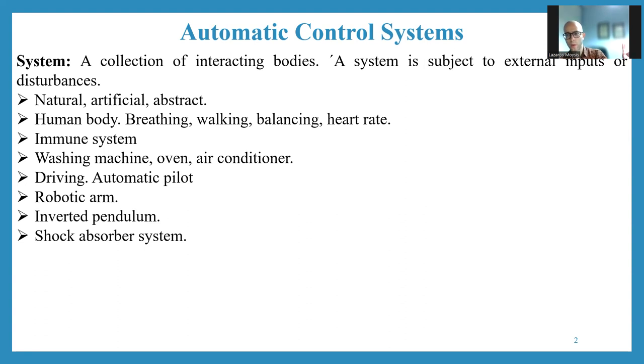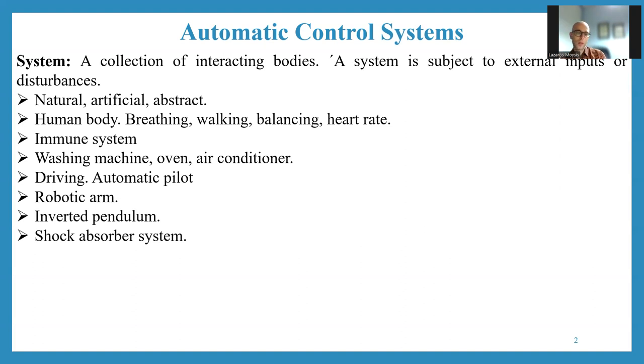Driving is another form of a control system. An automatic pilot is another form of a control system. If you go to the industry, we may consider robotic arms and robotic manipulators. Again, these are control systems.